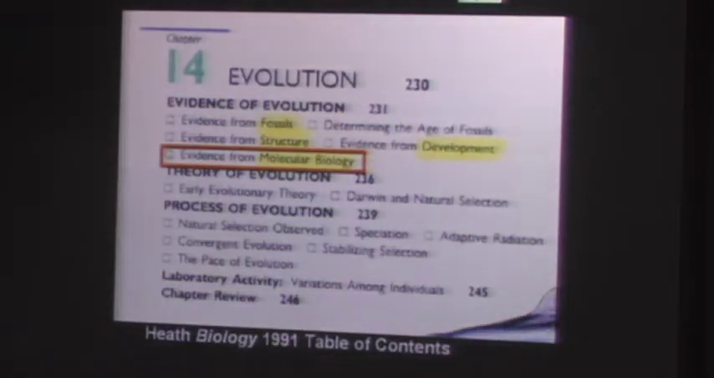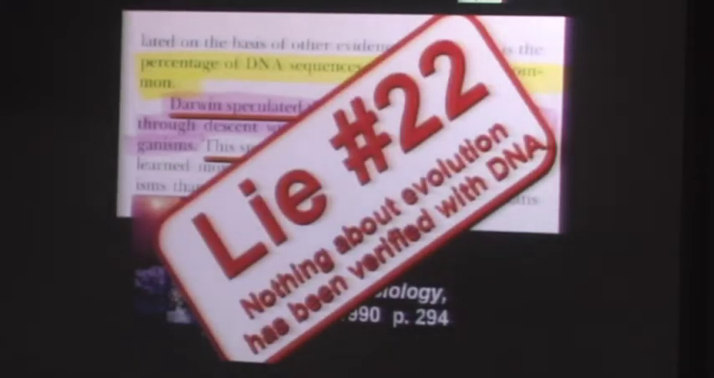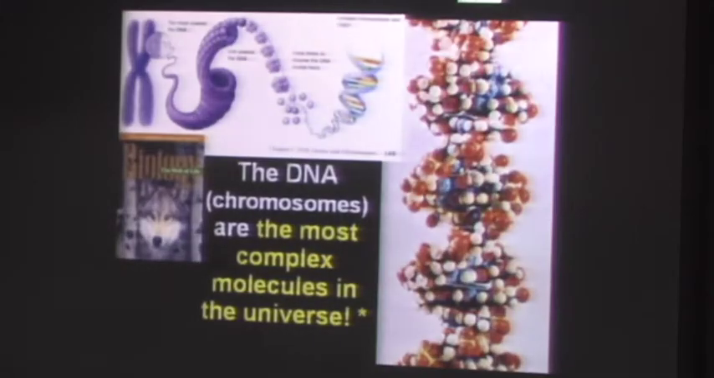But then they tell the kids, well, DNA is pretty tiny, but that proves evolution. That's what this textbook says. We have evidence of evolution from molecular biology. Darwin speculated all forms of life are related. This speculation has been verified. They are lying to your kids. Nothing about DNA has helped with the evolution theory at all. DNA, which stands for deoxyribonucleic acid, is the most complex molecule in the universe. Unbelievably complicated molecule.